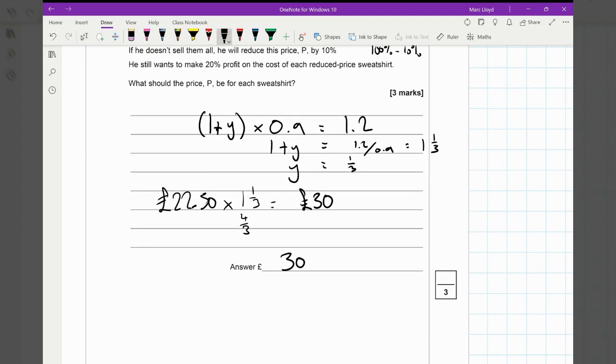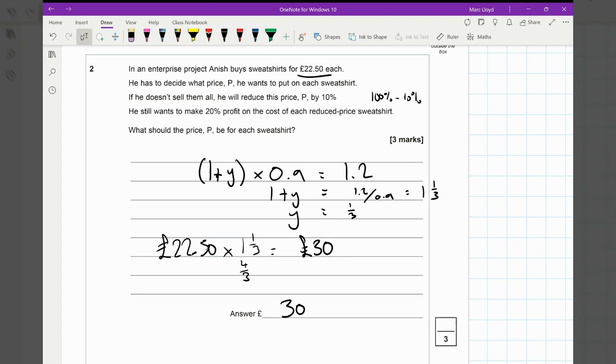And then, of course, we don't need to go any further because this is what the price, P, should be for each sweatshirt. So we're not looking at the reduction afterwards. If we were going to go further, it would be £27 because he takes off 10%. That'd be £3 taken off. And then 27 as a percentage of 22.5 is 1.2. So it works out really nicely.